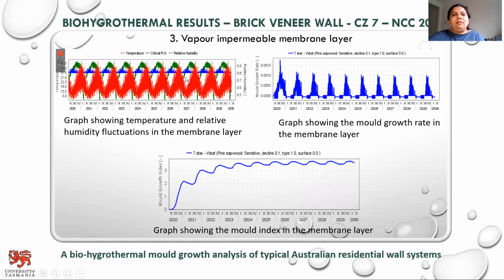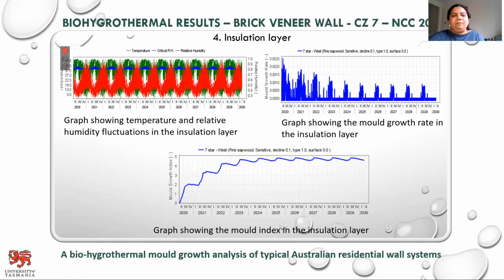This slide shows the results of a vapor impermeable membrane layer. The first graph shows the results in red even for this layer. Then the next graph shows the continual mold growth, and the third graph shows the mold index of almost 3 to 3.5 for this layer.